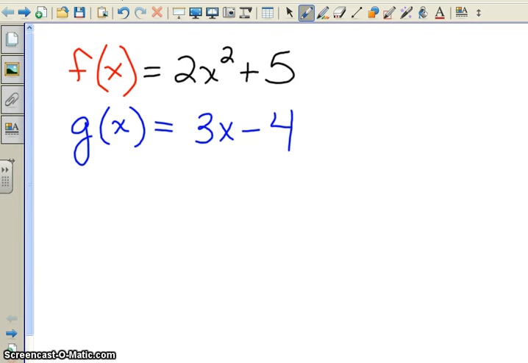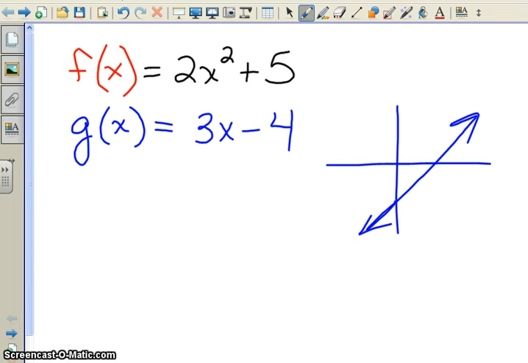Here's a new function, g of x, which when we graph this 3x minus 4 is a line, so it passes the vertical and the horizontal line test. So this is a function and a one-to-one function. And also because it is a line going something like this, its domain is all real numbers. It goes forever left and right, and its range is also all real numbers because it goes forever up and down.